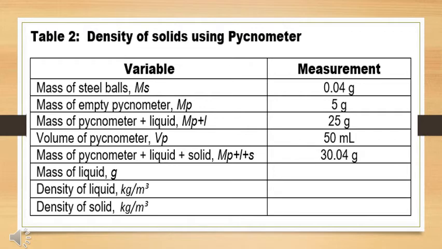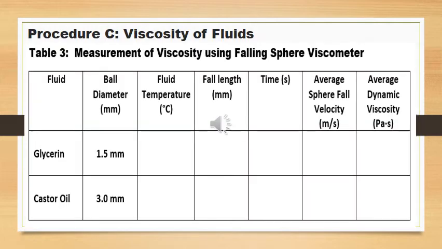So with these tables provided, which are in tabular form for writing all your data, provide the value for the mass of liquid, the density of liquid, and the density of solid using the equations that we have provided. We are now on the last and final stage of our data collection.